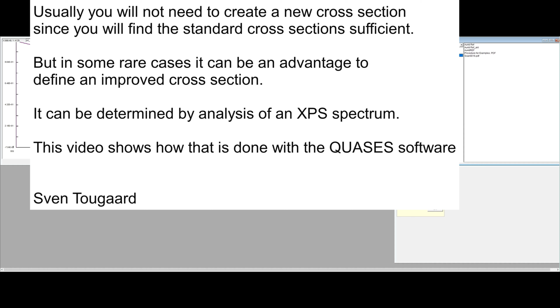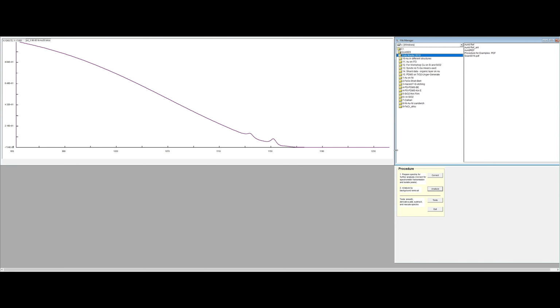Here we will look at a facility in the software you can use if none of the standard cross sections which are available in the software seem to fit your data. We'll take an example of silicon dioxide.